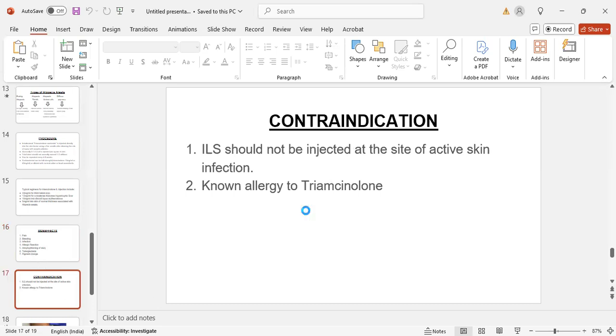Contraindications: a contraindication is a no, where you have to stop. You must not do it in such patients. It should not be injected at the site of active skin infection. So if a patient is presented to you with alopecia areata and also has a fungal infection, you must not do it in such patients. You have to wait there. It is contraindicated because that infection might aggravate. Next is known allergy to triamcinolone. If the patient is allergic, don't give. Third is diabetic patients. You cannot give because they might land up with infection or poor wound healing, or an infected wound may be there.